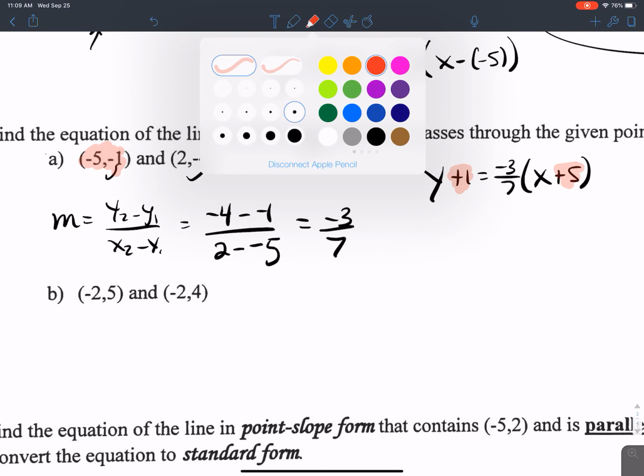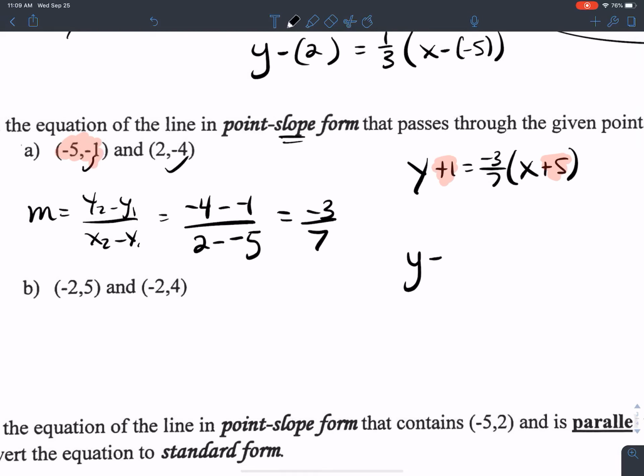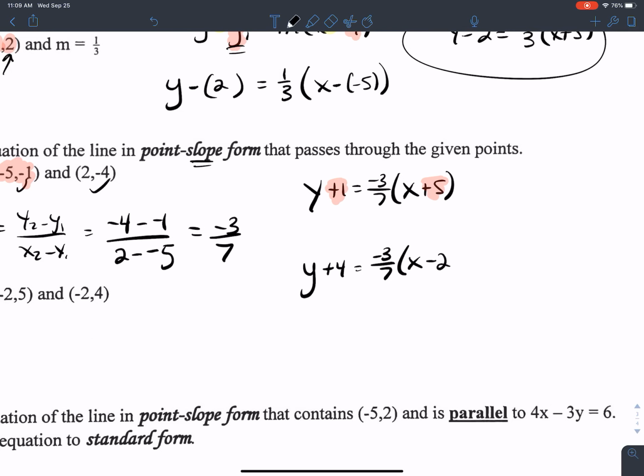You could use the other point, right? So y, and then minus the y value, but the y value is -4. So that's just like adding. We have the same slope. And then x minus, and in this case, the x value is 2. So it doesn't matter which one you use. They're both the same exact line. So either one would be fine.